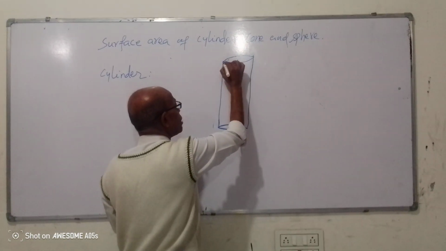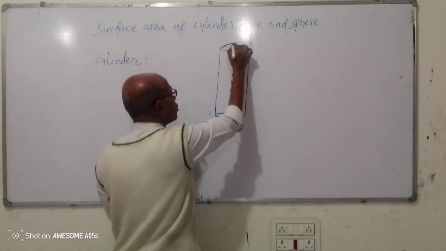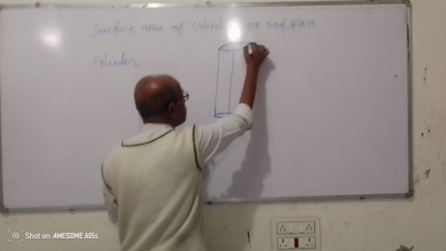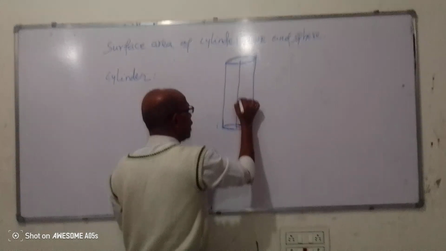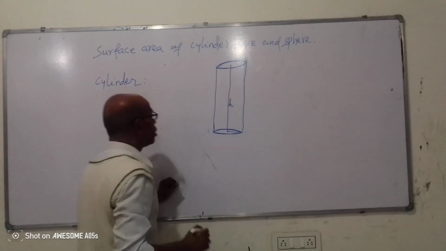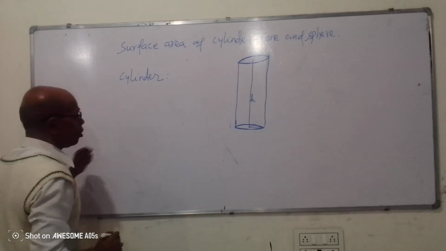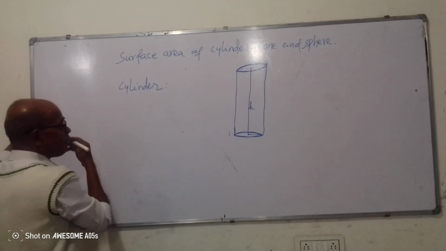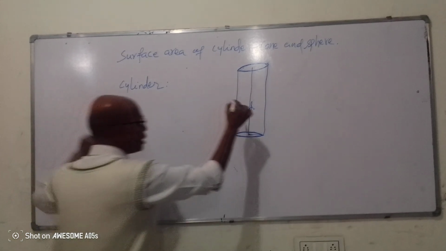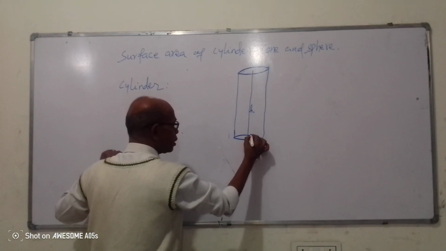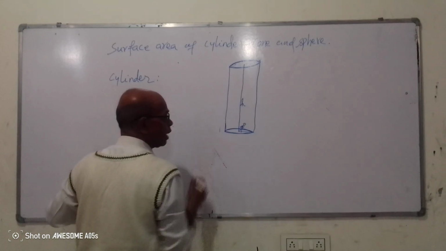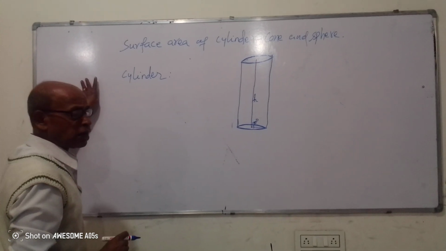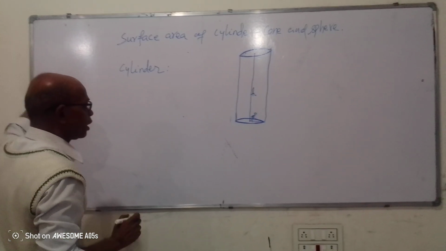A cylinder is having two bases. One is at the top and one is at the bottom in this figure, and this is the height. Right cylinder means the height is perpendicular with the base. It makes 90 degrees. So generally if nothing is mentioned, we consider a right cylinder.